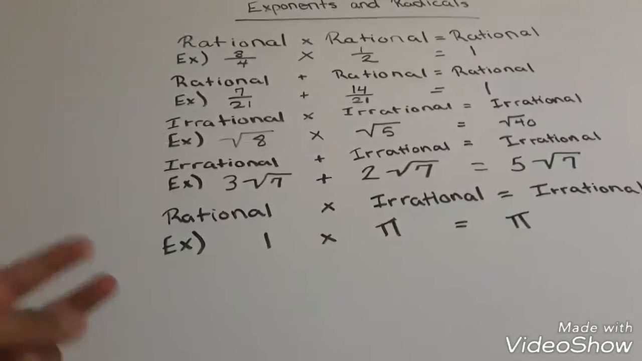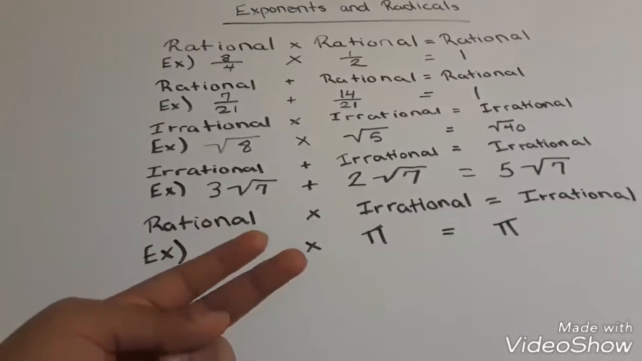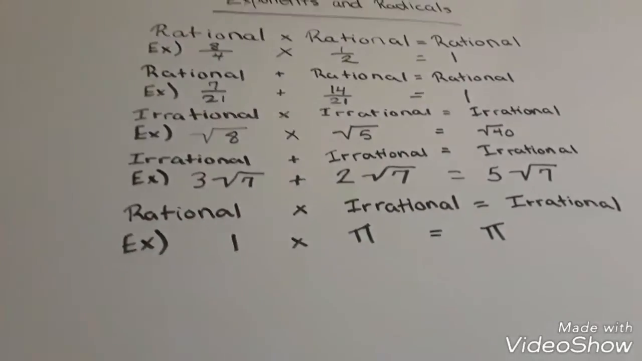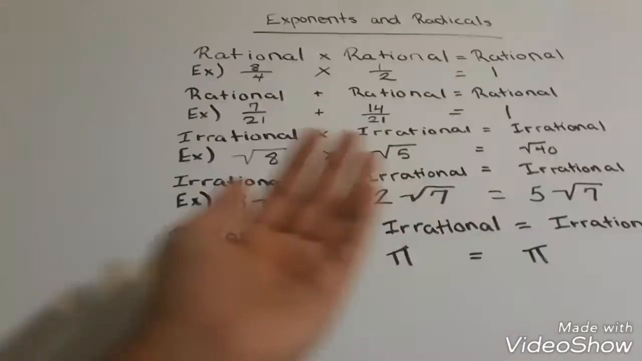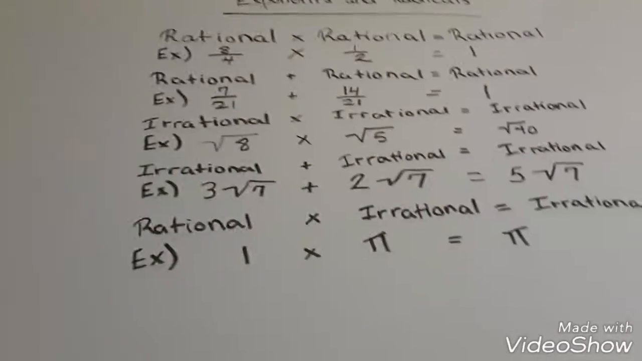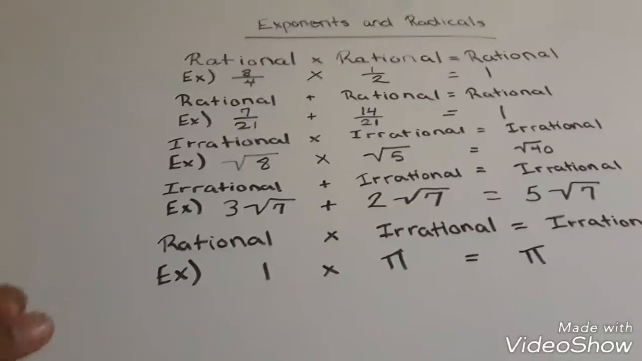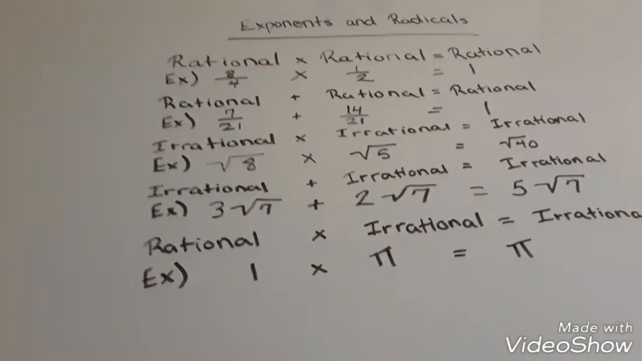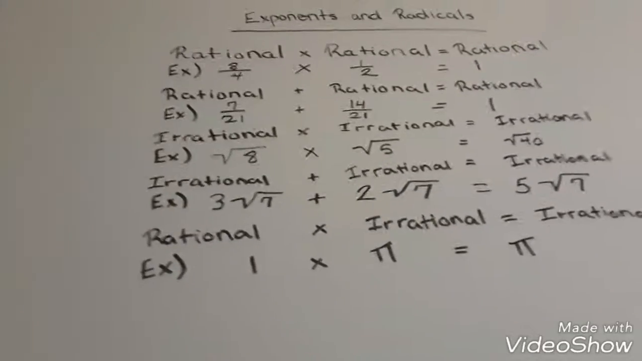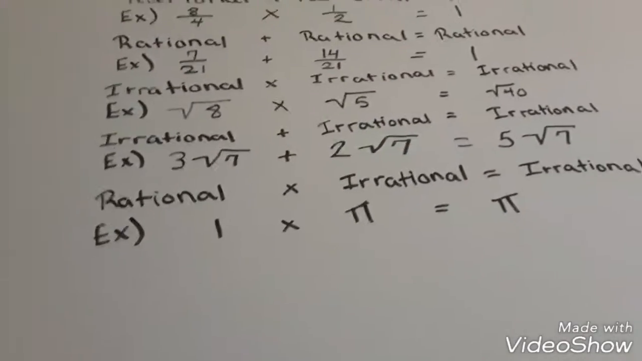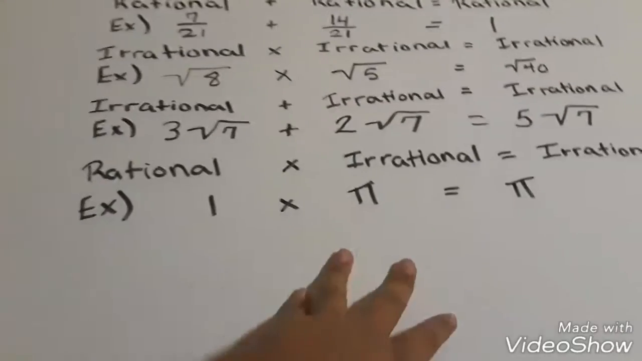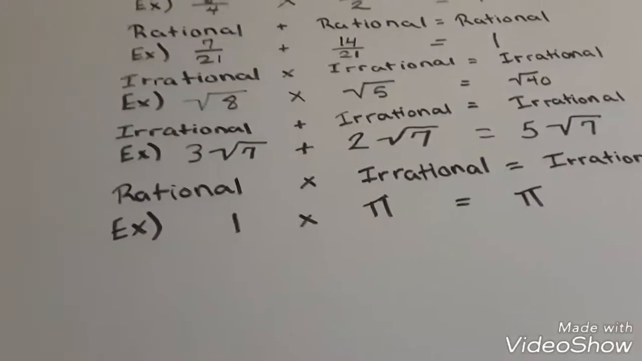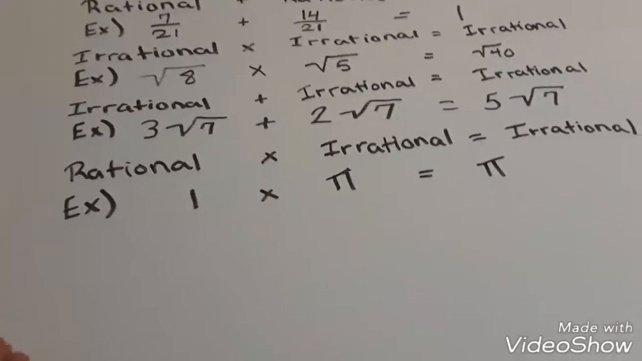You're not multiplying a rational times an irrational. It's just rational and rational, or irrational and irrational. You're not changing its form. It's the same thing, so your answer should be the same thing. But let's just say you multiply or add a rational and an irrational. Well, you're going to get an irrational number.